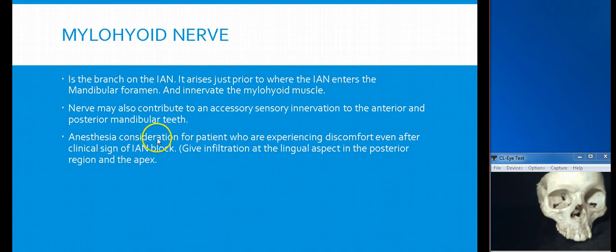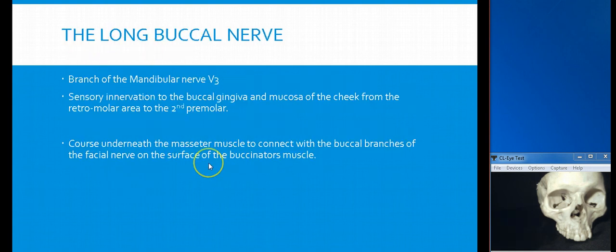So unless you give a Gow-Gates block of the whole V3, you can give a little bit of it at the apex and actually take that sensation away. The long buccal nerve is a branch of, again, the mandibular V3. The sensory innervation is to the buccal gingiva, the mucosa of the cheek, and the retromolar area, basically behind the second premolar. I'm sure you do that if you're doing any extractions, especially in the molar area, you want to give the long buccal.